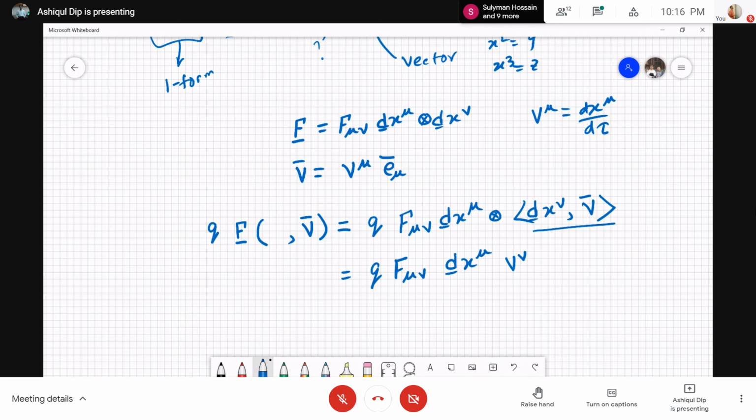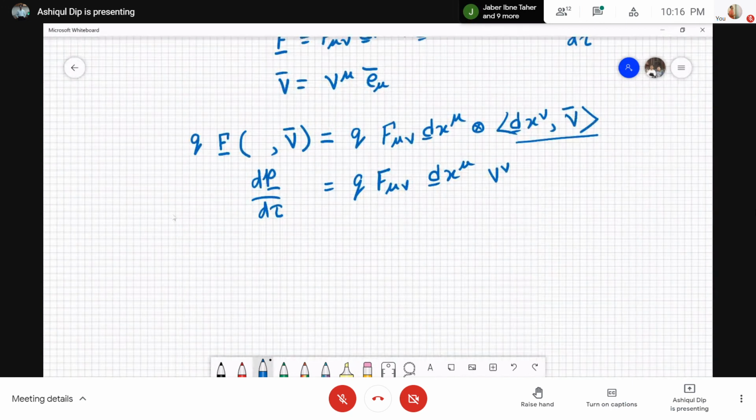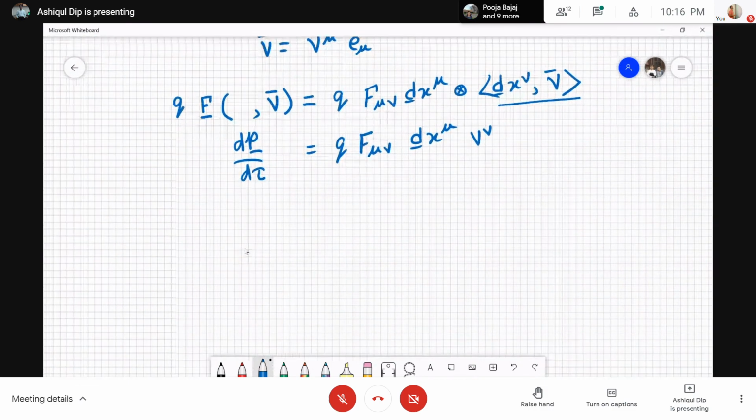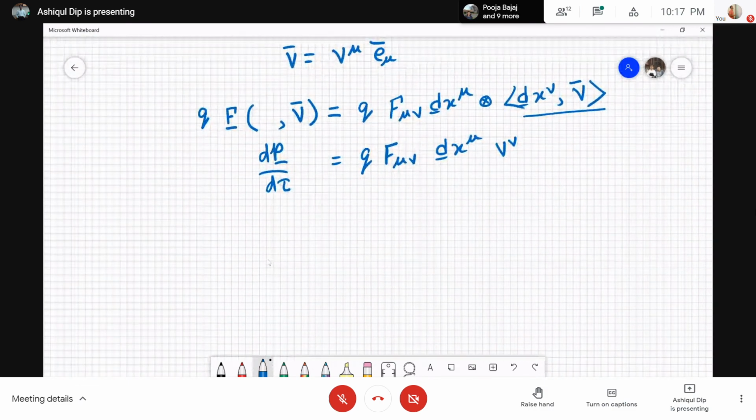Okay, so on the other hand, we have our dp over d tau, right? So on the other hand, let's write dp over d tau, the rate of change of momentum with respect to proper time. We can actually expand our momentum part as well. So okay, let's remember what the components of p are.